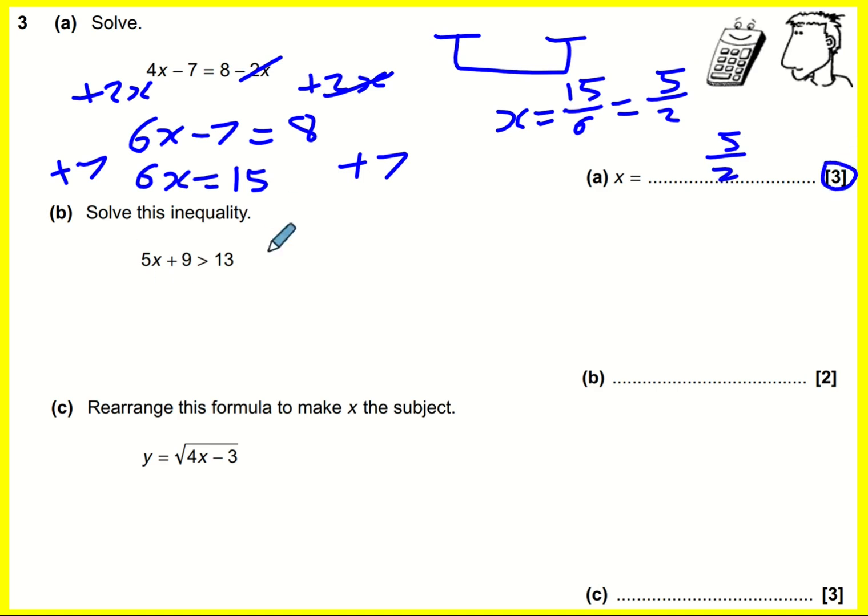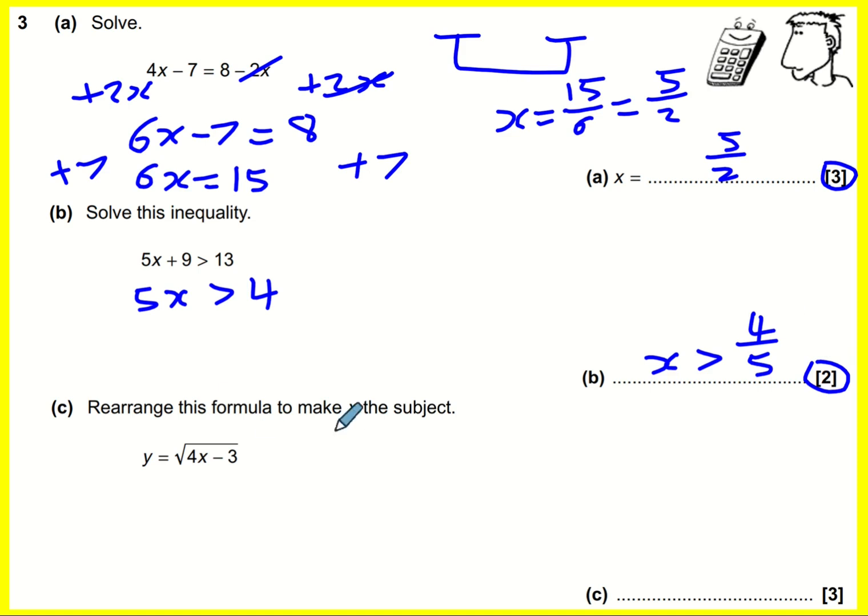Solve this inequality. The same method kind of applies to this. Just because it's greater than, we can treat it like an equal sign. So we can minus 9 from both sides. 5x is going to be greater than 4. And then we can divide through by 5. So essentially just solve it like an equation, but keep that inequality sign in there. And we're going to get that x is greater than 4 over 5.